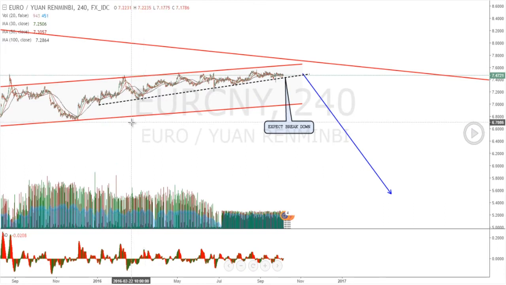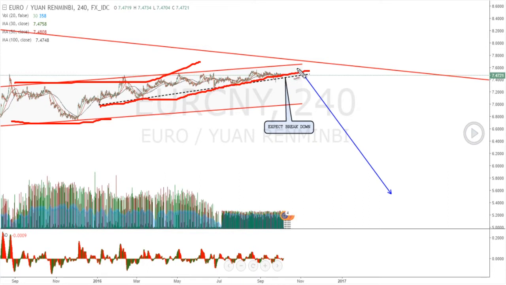This one I don't trade, but I do the analysis on it. It was pretty clear that we had a channel up, usually a correction, and that price was compressing and really had nowhere to go around here, so I was expecting a breakdown.